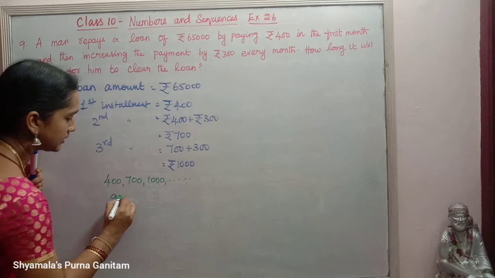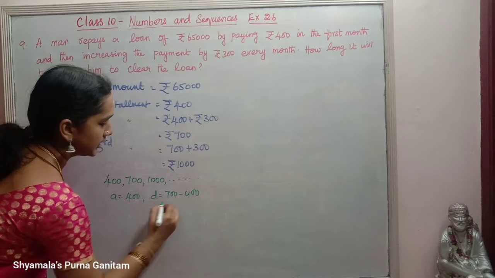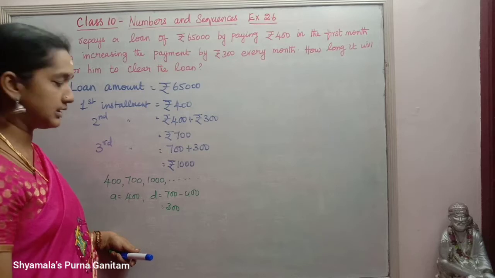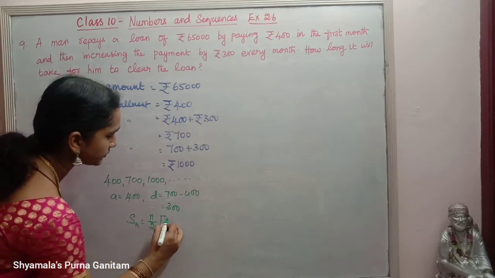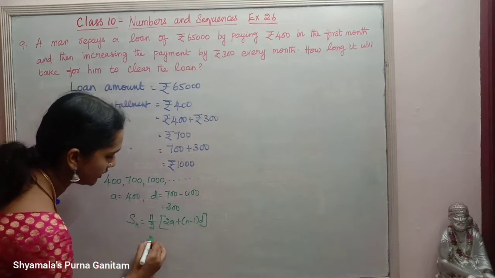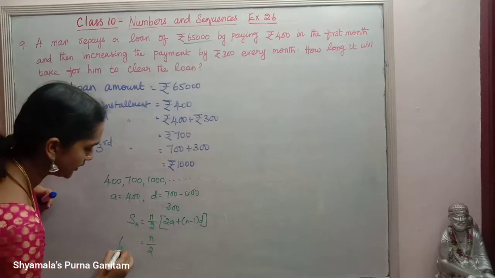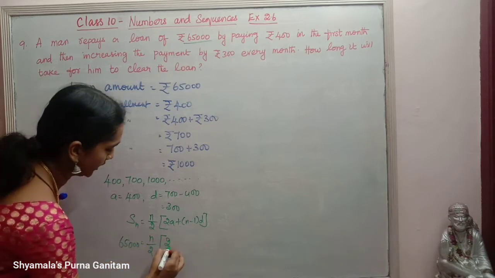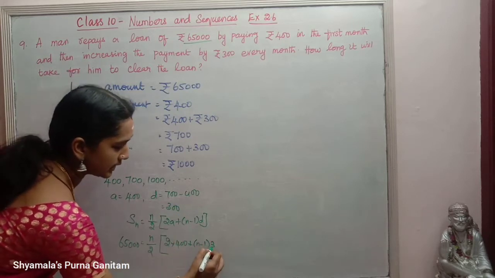So A is 400, D is 700 minus 400, that is 300. We are asked to find the N, that is Sn. So Sn is equal to N by 2 into 2A plus N minus 1 into D. So N we don't know. The sum is given as 65,000. So 65,000 is equal to N by 2 into A is 400 plus N we don't know, the difference is 300.